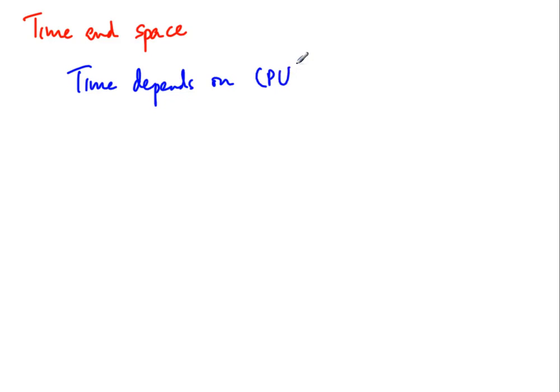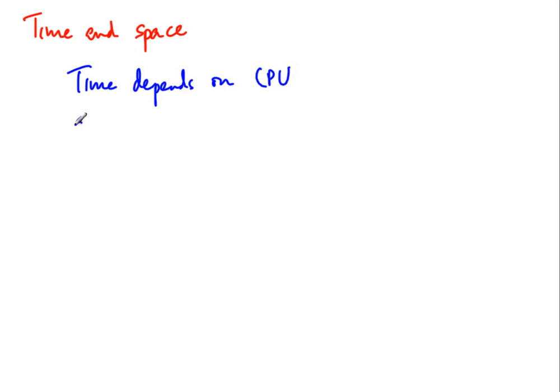So at the beginning we said that the two primary resources we are interested in are time and space. Time is the running time, and space is how much memory our algorithm takes. Time depends on the CPU, right? There's not much we can do to our CPUs. We can just run them at the speed that they're designed for. So there's really little that we can do to improve the running time.